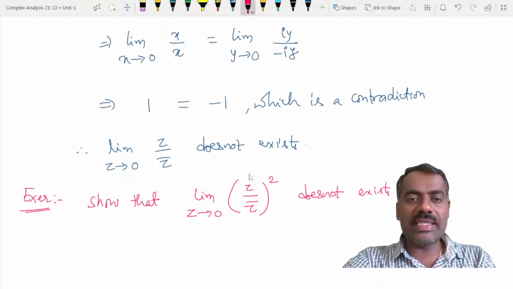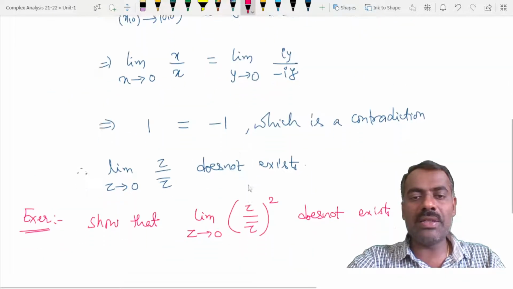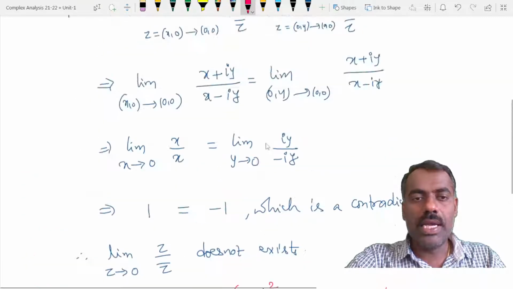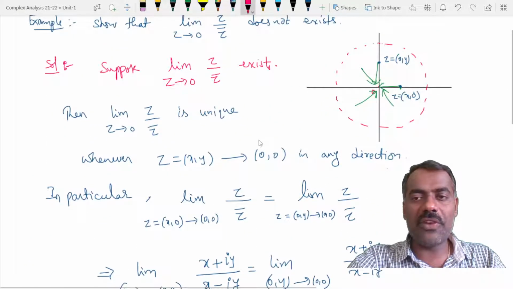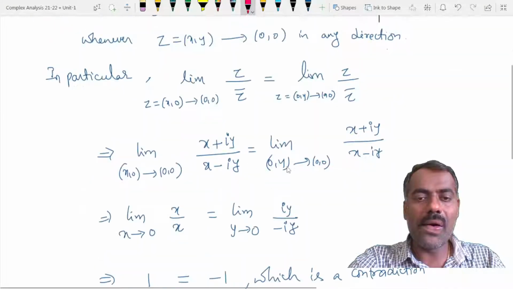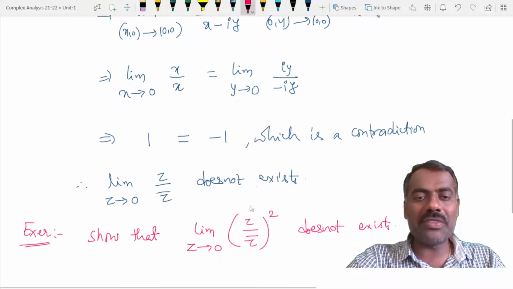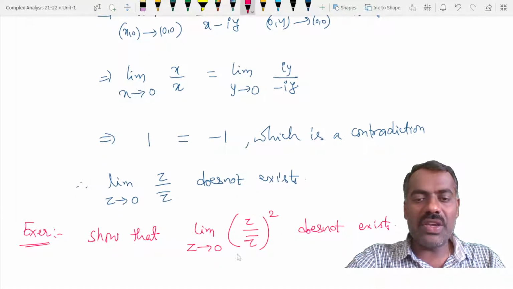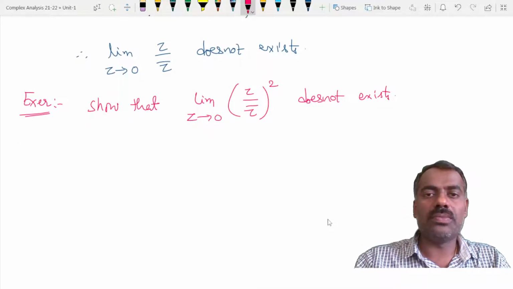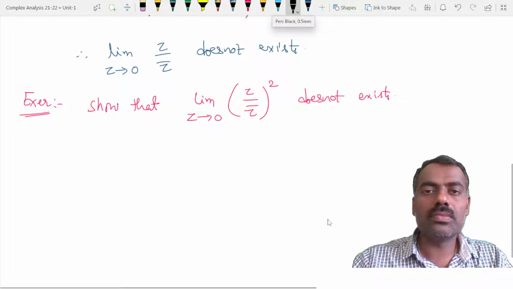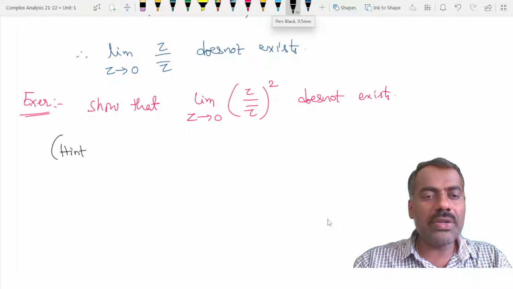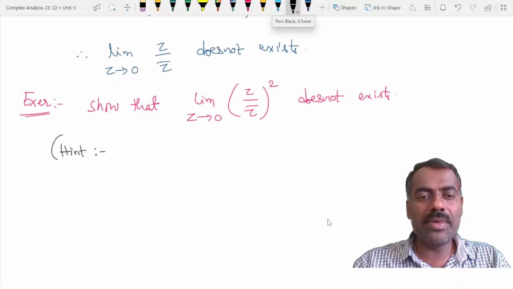You may think that this is similar to the previous one. Is this similar to this? The same approach won't work. Are you following? Why does the same approach not work? Because you have a square, right? Because the square is there, you will get 1 equal to 1 on both sides. Yes or no? So what you have to do is, you have to do it in the same way, the same idea.